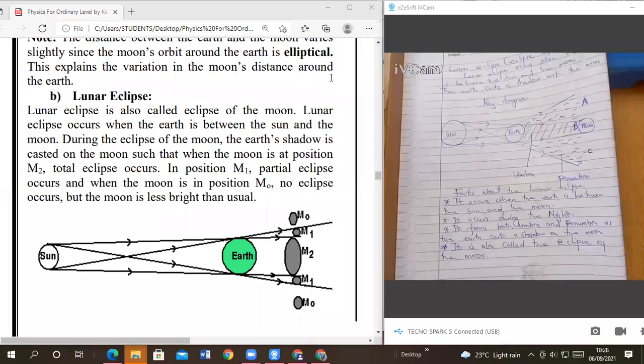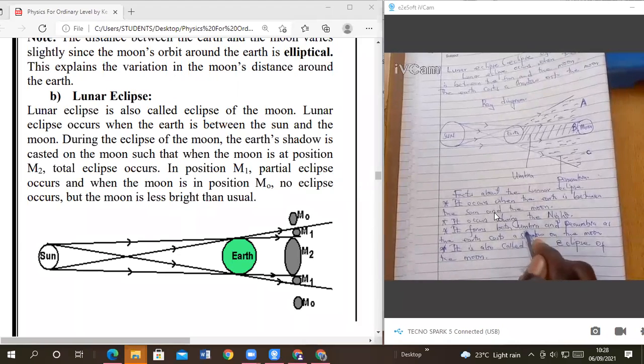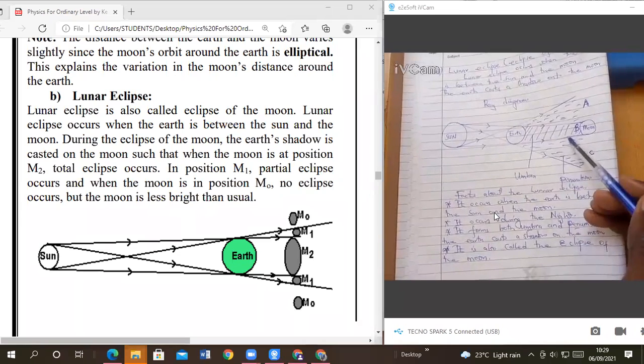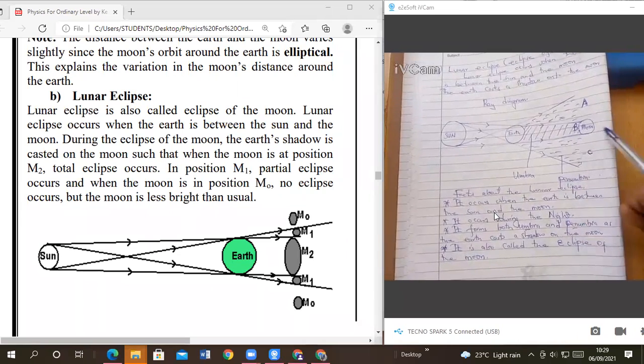Any other question, members? Yes, Lamuno. Now, what if I say the moon is less bright than usual? That one is also okay because you are still explaining both umbra and penumbra. Okay? Lamuno, is it okay? Yes, because you are still saying the same thing but in other words. Because when you talk of umbra and penumbra, you are saying that the earth has covered completely the moon. That's why it's considered there's total darkness.